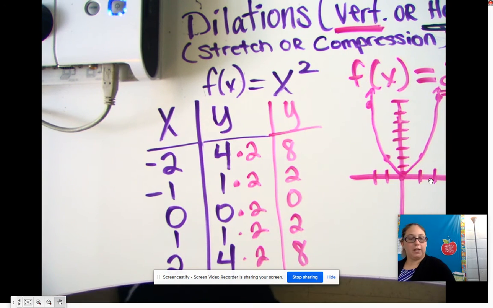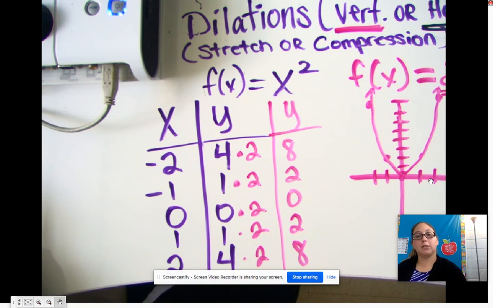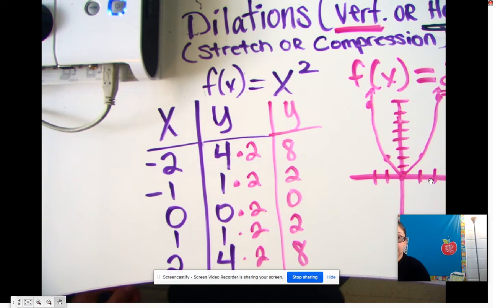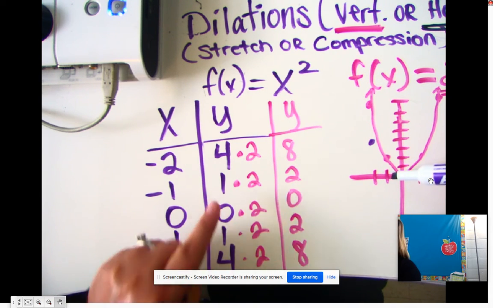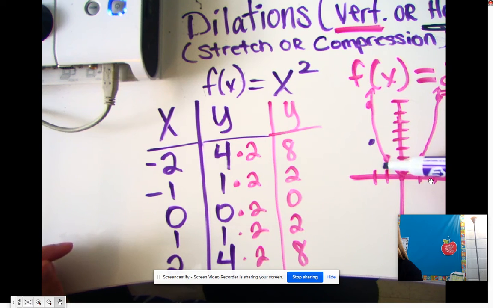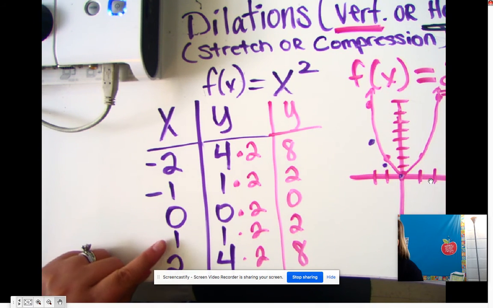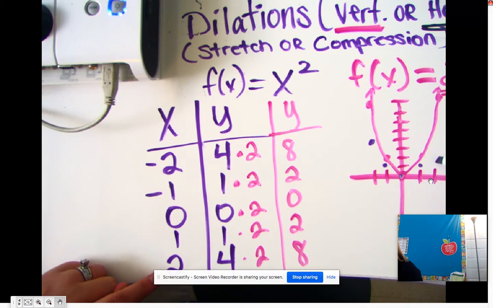And so the question is, how did it change from the parent function? Remember, the parent function was the original purple ones. So we could regraph that and see it if we want. So we had -2, 4. We had -1, 1, 0, 0. We had 1, 1, and we had 2, 4.